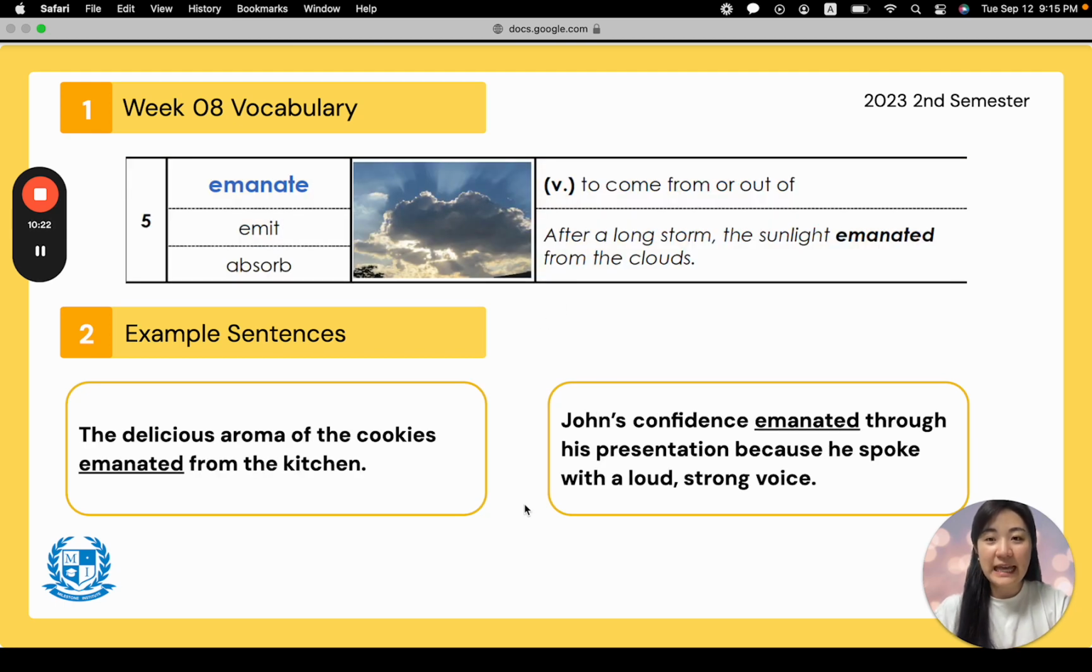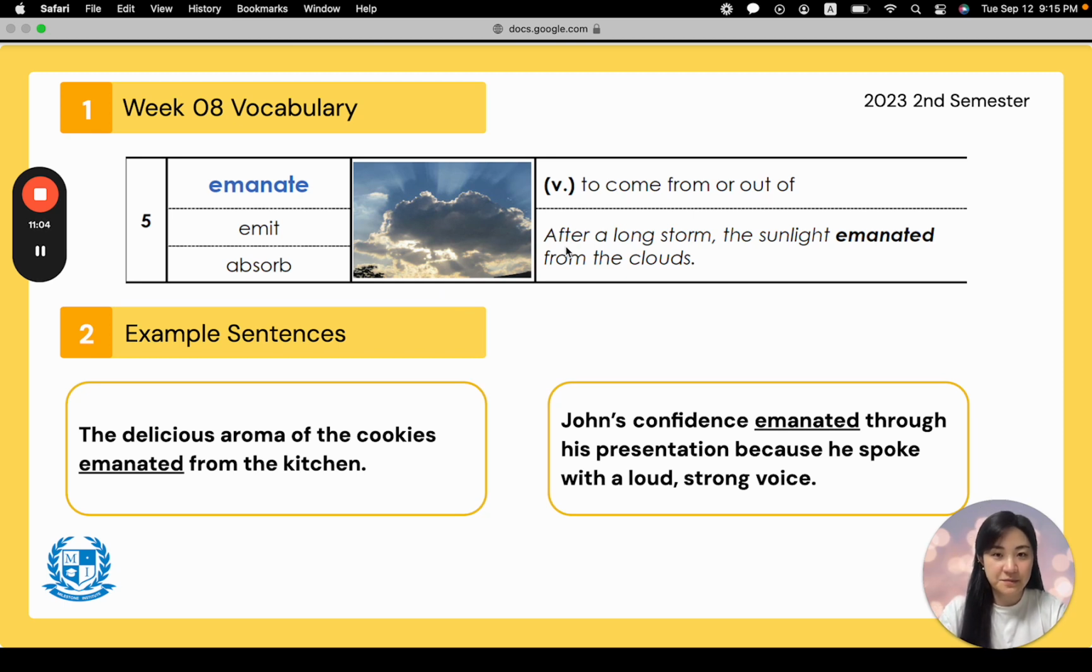Number 5, everyone say emanate. Emanate. So it means to emit, something's coming out, and the opposite, the antonym, means absorb. And the part of speech is a verb, to come from or out of. So it's shining through. The example sentence says, after a long storm, the sunlight emanated from the clouds. So as you can see in this picture here, everyone look at the picture. The cloud is here, but you can see the sunlight coming through, emanating through the clouds.